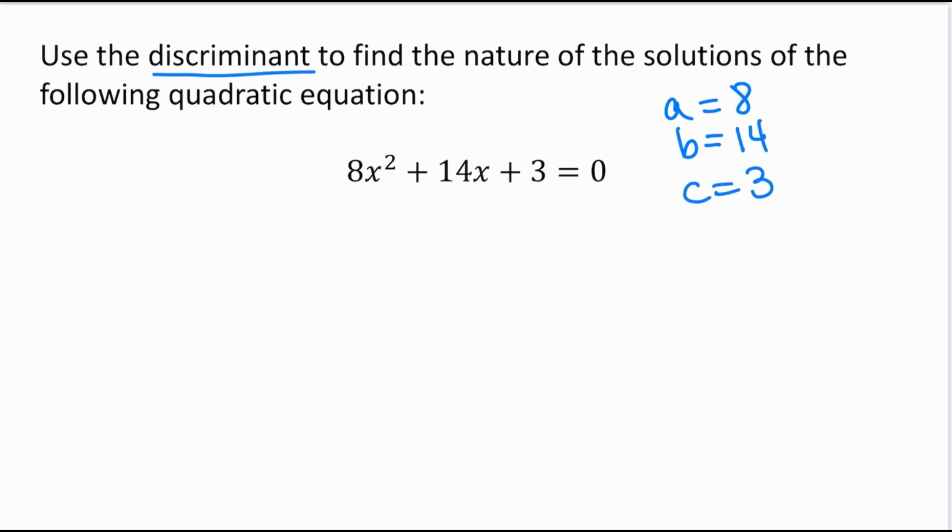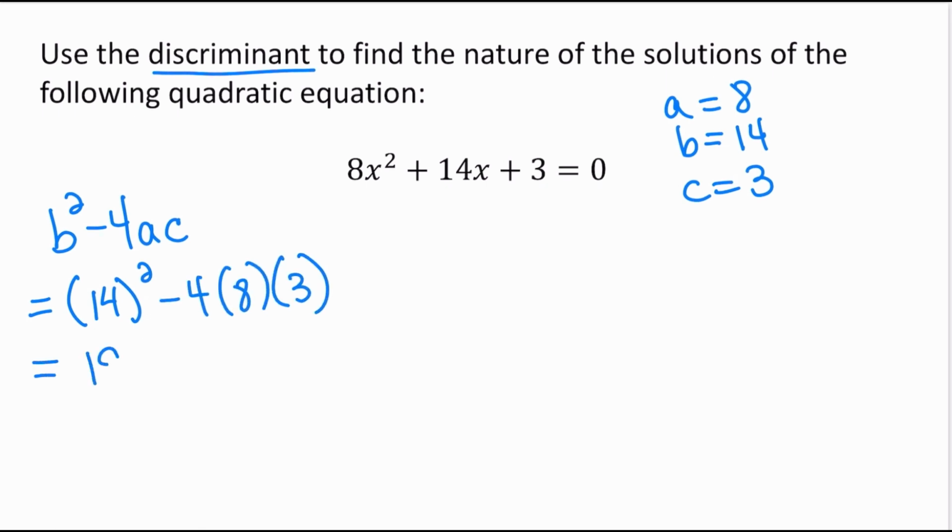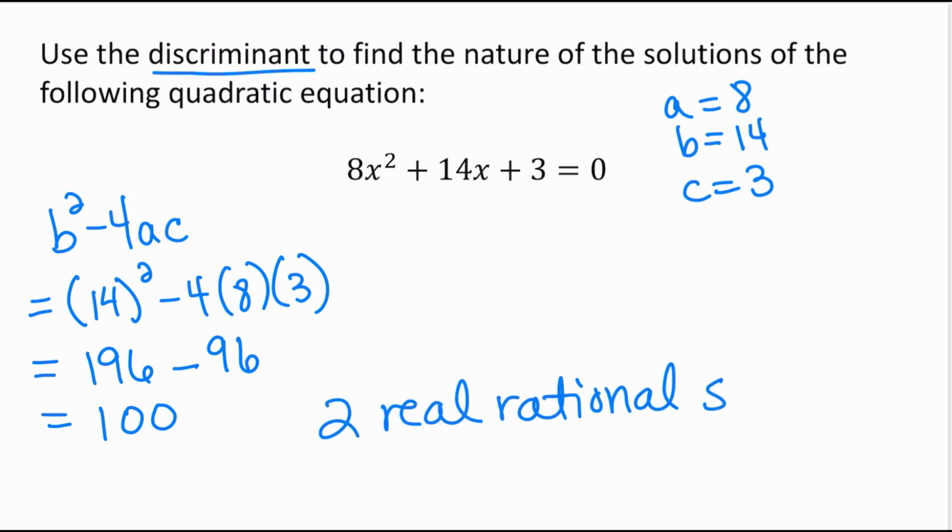The discriminant is just b squared minus 4ac. Go ahead and let's substitute. b is 14 squared minus 4 times 8 times 3. 14 squared is 196 minus 4 times 8 is 32. 32 times 3 is going to give me 96. So 196 minus 96 is equal to 100. 100 is a positive number and it is a perfect square. So I'm going to have two real rational solutions for this quadratic equation.